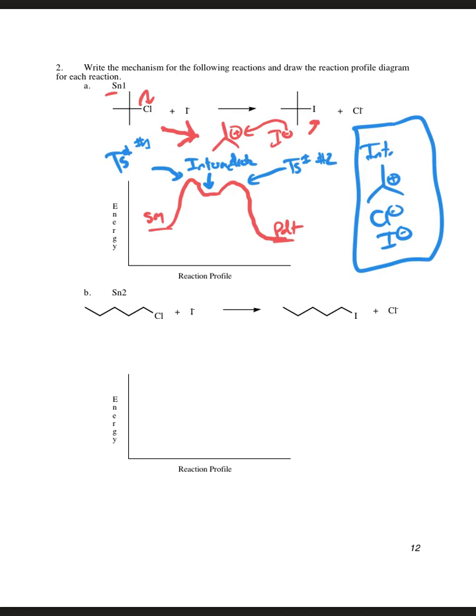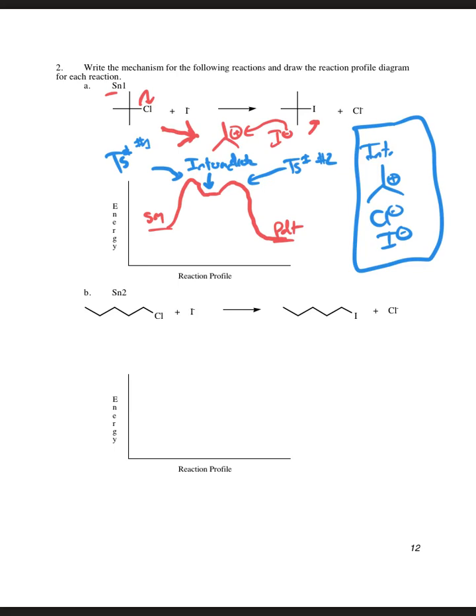is leaving. How do we go from t-butyl chloride to the cation? So we have to think of the second transition state, which we have drawn there with the second blue arrow. We're going from the cation to the final product of the alkyl iodide.